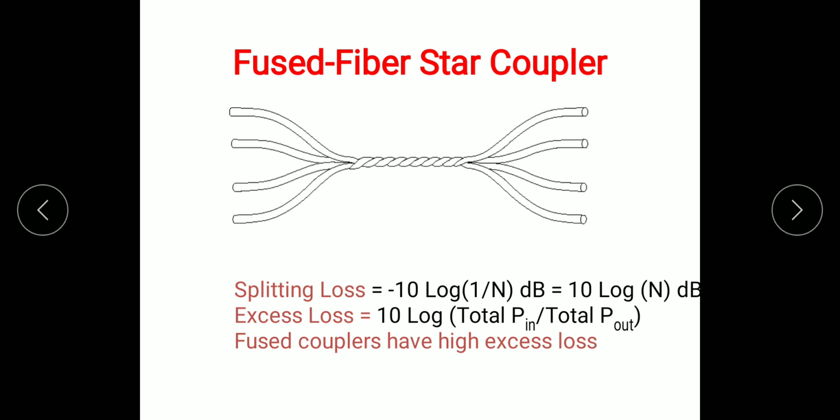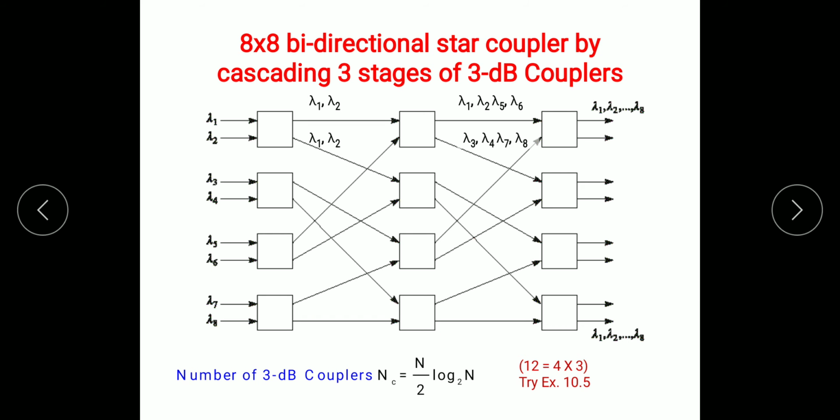This is again an example of a fused fiber star coupler. It is an 8 by 8 bidirectional star coupler made by cascading 3 stages of 3 dB couplers. So here you can see we have cascaded three stages of couplers.